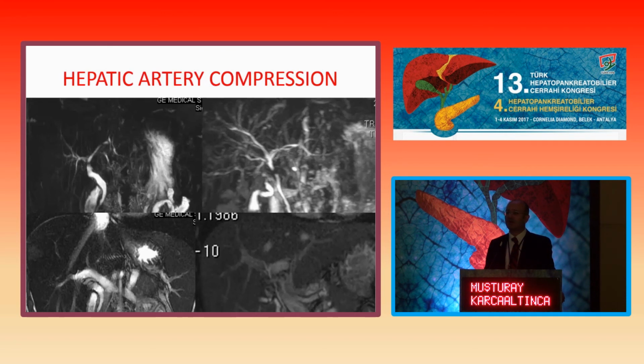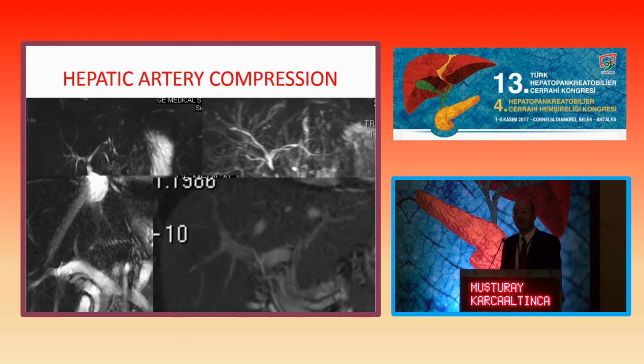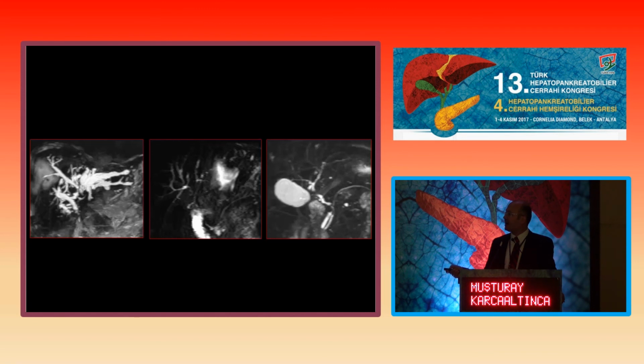So hepatic artery compression is a very important pitfall for MRCP because it can look like stricture, but it is not. This is due to the pulsation effect of the hepatic artery. So we can really show that because on other images, you can see the tiny hepatic artery crossing the common bile duct. So it's very easy for us. And also, I want to show you these three different patients with the same etiology.